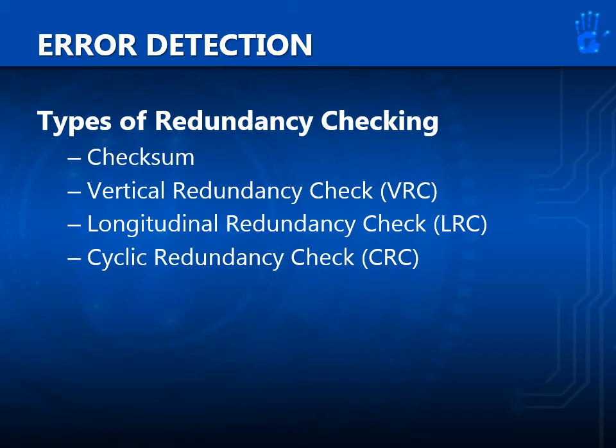Types of redundancy checking. First, we have the checksum. Next, we have the vertical redundancy check, or VRC. Third, we have the longitudinal redundancy check, or LRC. These are usually used in conjunction with each other, the vertical and the longitudinal. Lastly, we have the cyclic redundancy check, or CRC.